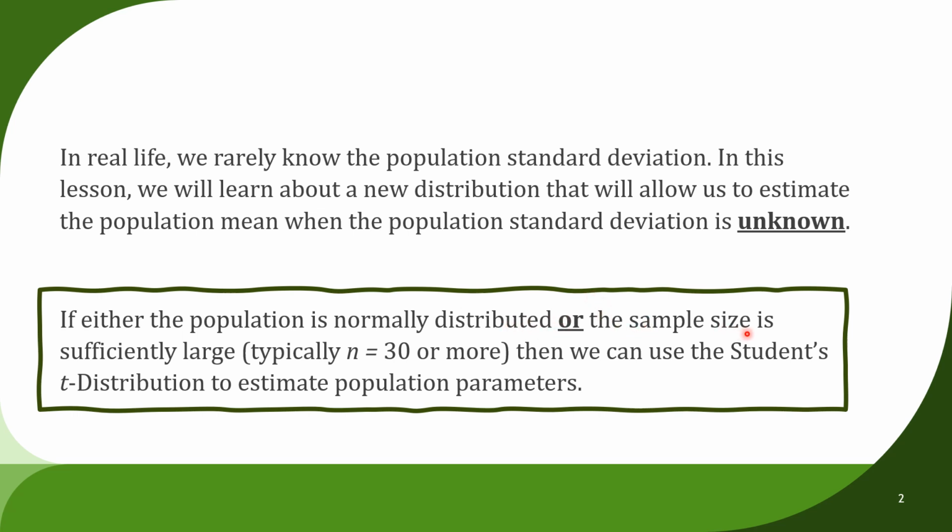And then the second scenario where you're going to be allowed to use the student's T distribution is when your sample size is what we call sufficiently large. And in general, we say that sufficiently large means 30 people or more being included in your sample. So your sample size being 30 or more. So in both of those scenarios, if you have a small sample size but you know that your population comes from a normal distribution, or if you have a sufficiently large sample, which we call n equals 30 or greater, then we're allowed to use the student's T distribution to estimate those population parameters.